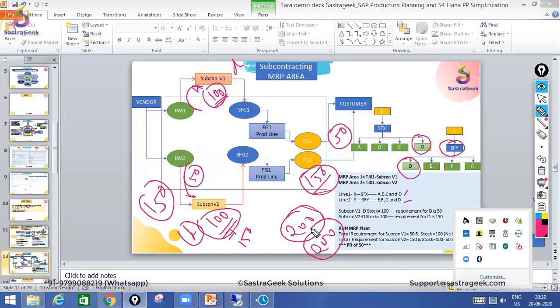For that reason, we need to create the subcontracting as a separate MRP area. For each subcontractor, a separate MRP area, and then the system will easily identify which material is available at which subcontractor. In this case, the system will say, okay, we need to transfer 50 material to this subcontractor so that the subcontractor will produce the same finished material and come back to me.